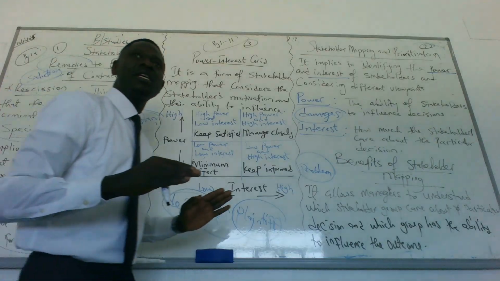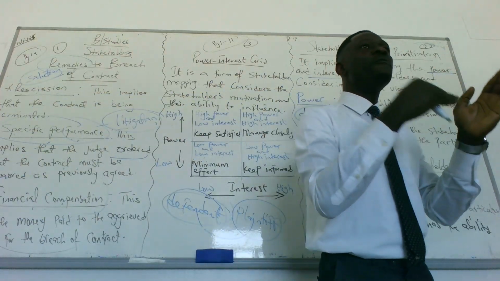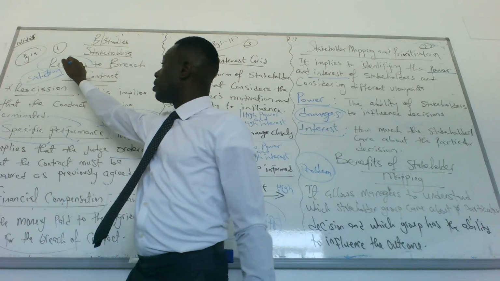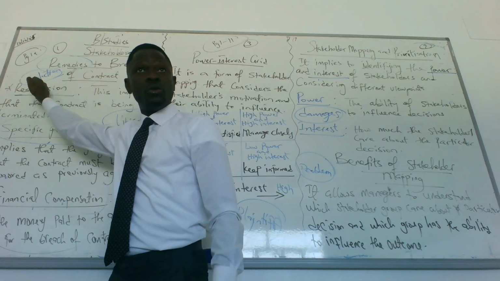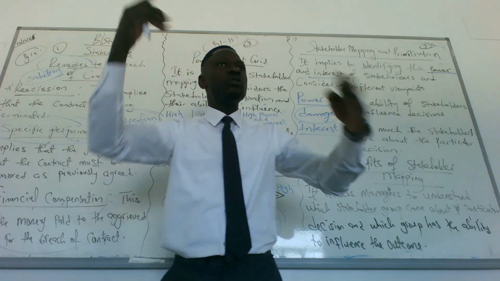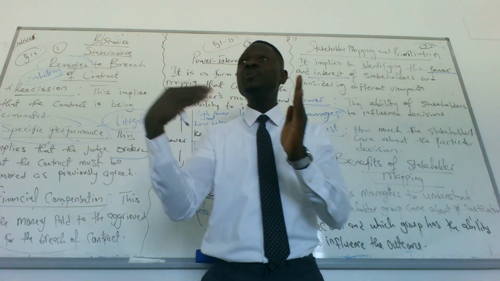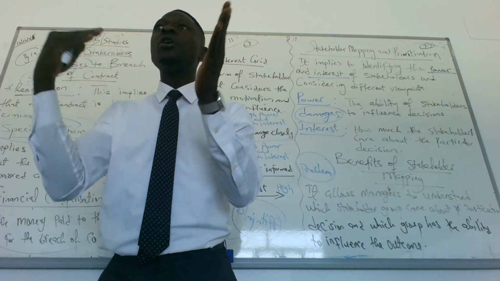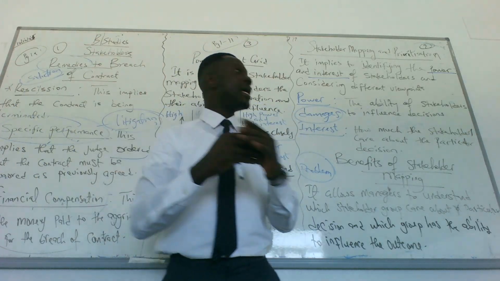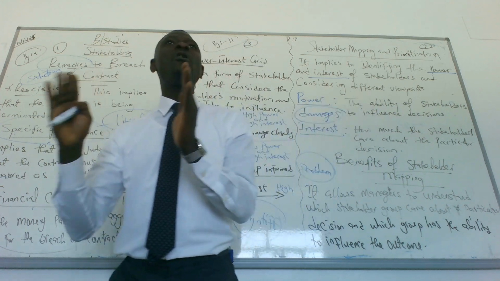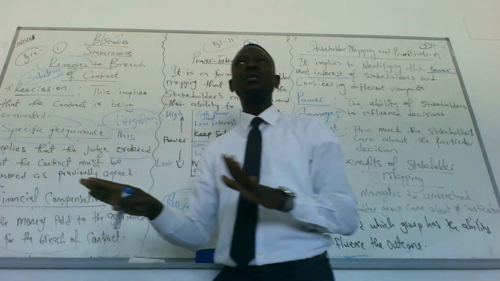These are the three ways you can solve the problem of breach of contract. So remedies means what? Solution. The first one is rescission. You cancel the contract. The second one is you take it to the court and the judge makes an order for you to honor your contract. The third one is you pay damages, financial compensation. Any question about it? Good.